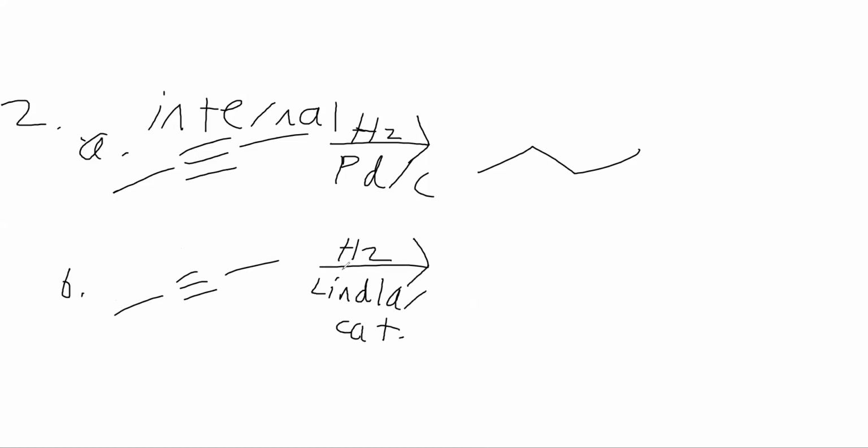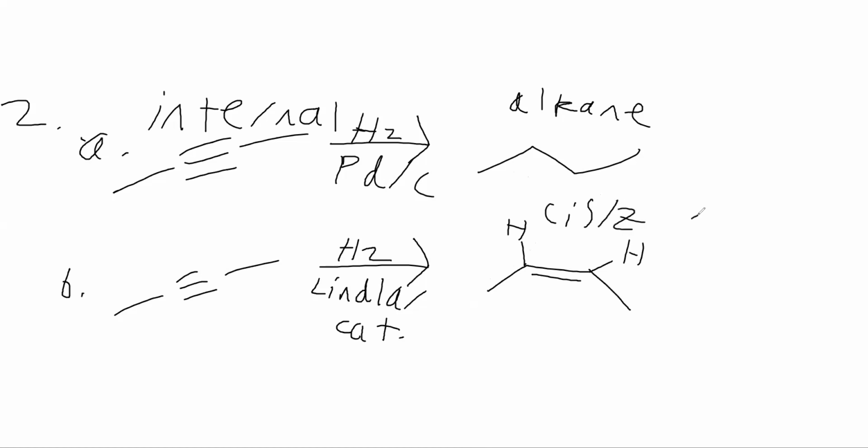Do you guys know what H2 and Lindlar's catalyst do to an alkyne? Yeah, it forms a cis alkene, so it partially reduces the triple bond. It doesn't go all the way to an alkane, it just goes down to an alkene, and it specifically forms a cis alkene. There's another way to reduce alkynes and form a trans alkene, but this is cis, so cis or Z alkene. Okay, so that's the first two.